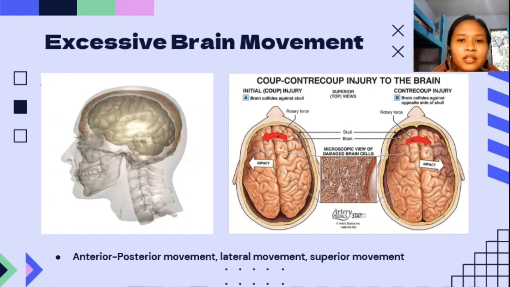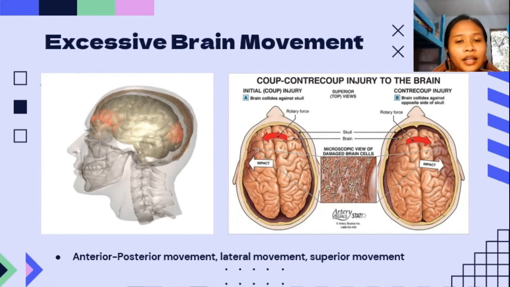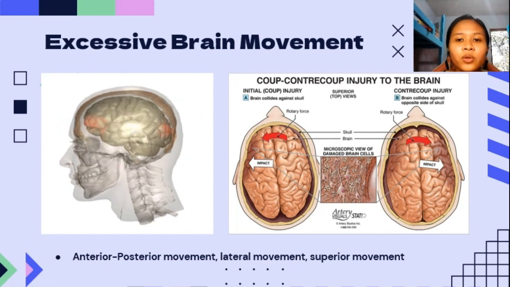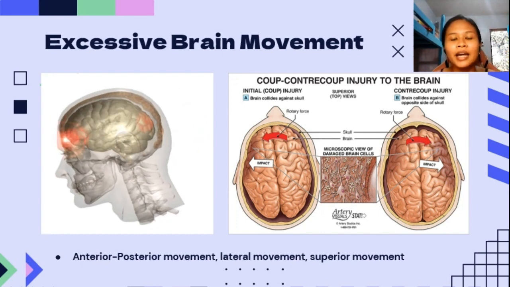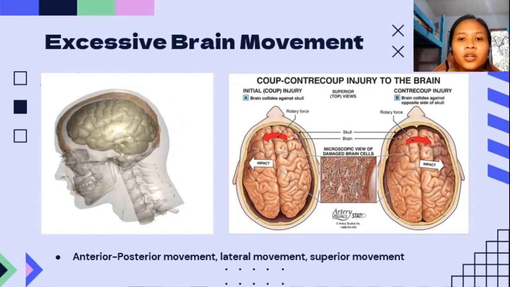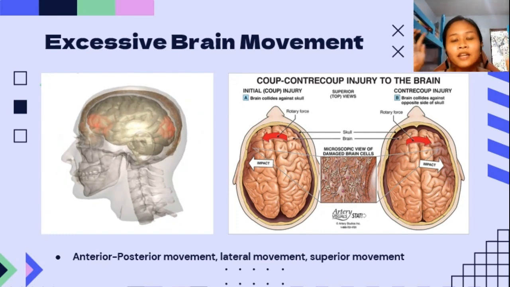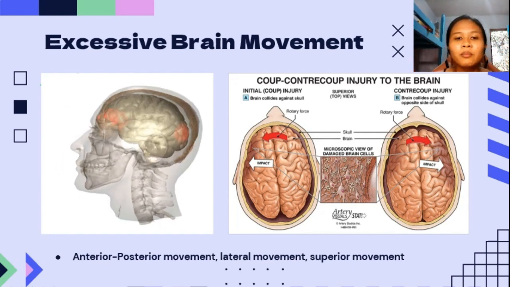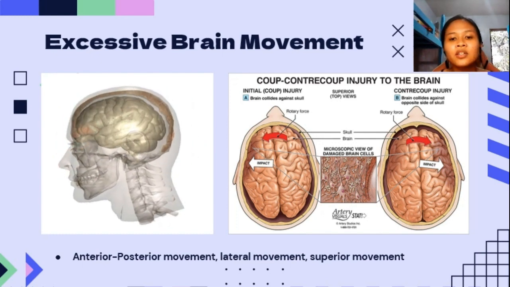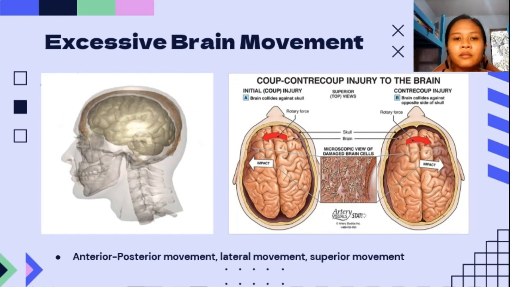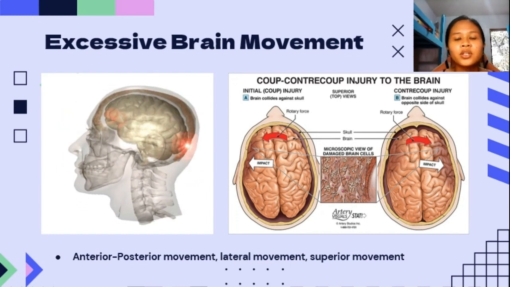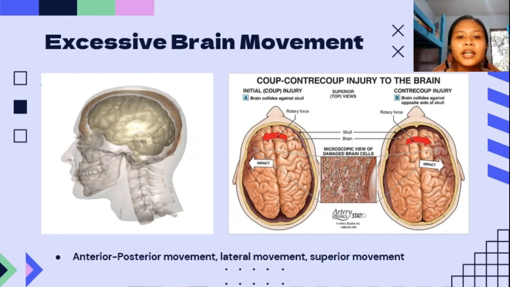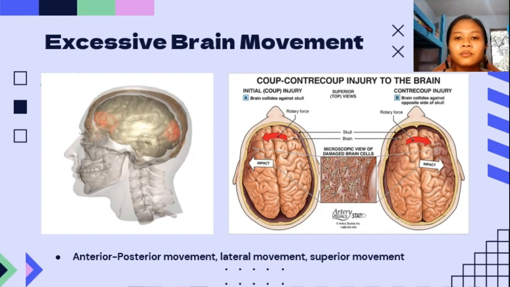For lateral movements, the brain will also collide against the skull, and this happens with a coup or contre-coup injury to the brain. If it is a coup injury, the brain hits the side of the skull where the impact is applied. A contre-coup injury occurs if the brain hits the side of the skull opposite to the impact, but these two can also occur together, such as in a coup-contre-coup injury to the brain. Superior movements, up and down movements, will also cause the superior structures of the brain to collide against the vault or the base of the skull.